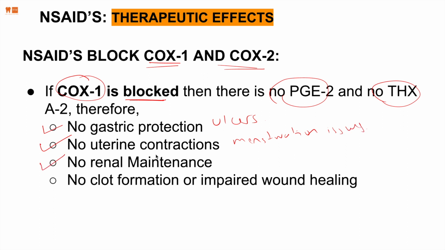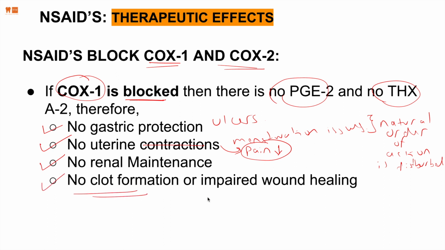And no renal maintenance. Now, I do want to bring back this point. When it says no uterine contractions, menstruation issues, by issues I mean the natural order of action is disturbed. But we need to understand that when contractions are voided, it is a pain reduction. So when women face menstruation cramps and so on, they can take NSAIDs to reduce the cramp pains. Basically, that's what it means. Then no renal maintenance, which means the kidney function is down, and then no clots formation or impaired wound healing.